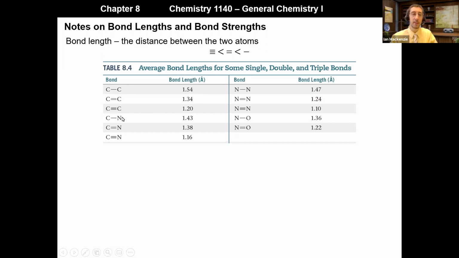Similar trends can be seen for the C-N single, double, and triple bonds, for the N-N single, double, and triple bonds, and for N-O single and double bonds. And that trend will hold regardless of the elements.